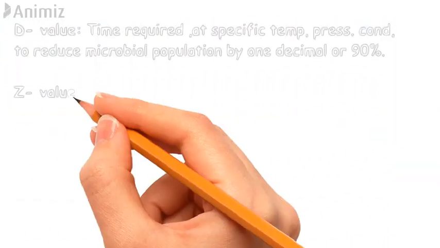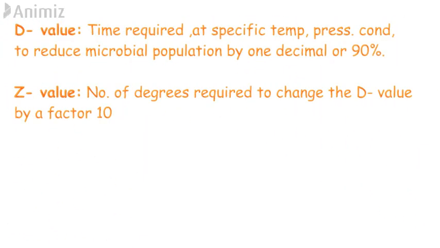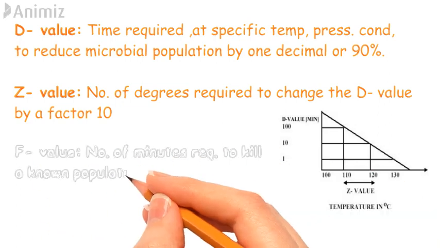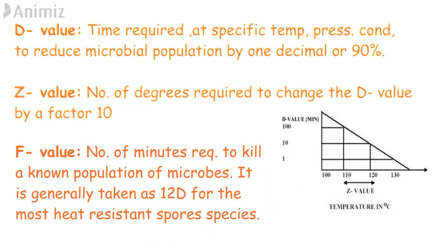Now let's understand some terms associated with sterilization, like D value, which is the time required at specific temperature pressure condition to reduce the microbial population by 1 decimal or 90%. Z value, which is the number of degrees in Celsius or Fahrenheit required to change the D value by a factor of 10. And F value, which is the number of minutes required to kill a known population of microbes completely. It is generally taken as 12 times of D value.